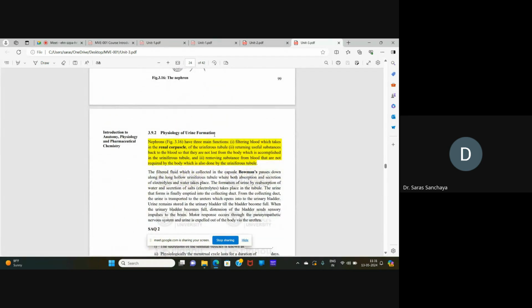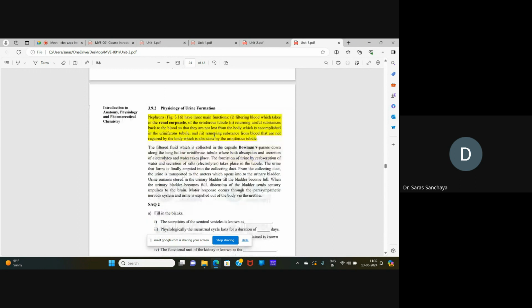Physiology of urine formation. Nephrons have three main functions: filtering blood, which takes place in the renal corpuscle of the uriniferous tubule; then returning useful substances back into the blood so that they are not lost from the body, which is accomplished in the uriniferous tubule; and removing substances from the body that are not required, which is also done by the uriniferous tubules.